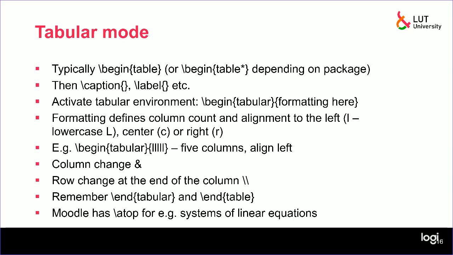So lowercase l in the formatting part is going to be align left, c is align center, and r is align right. So here's an example: tabular lll, 3 columns all aligned left. Column change is done with an & sign, and row change at the end of the row is with the double backslash. Remember to put the end tabular in the table.